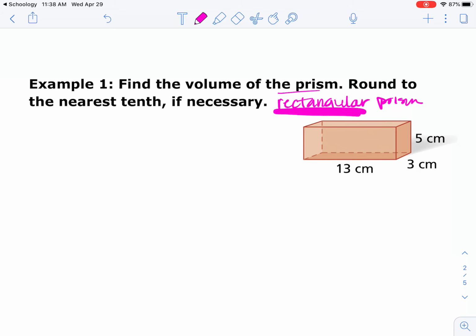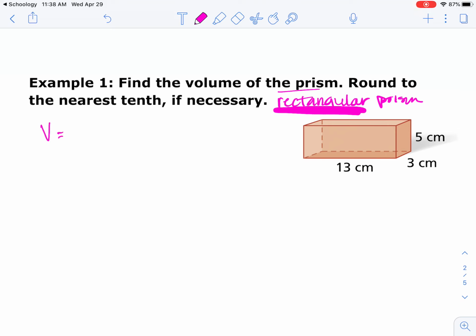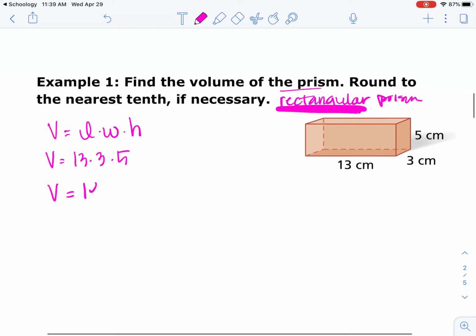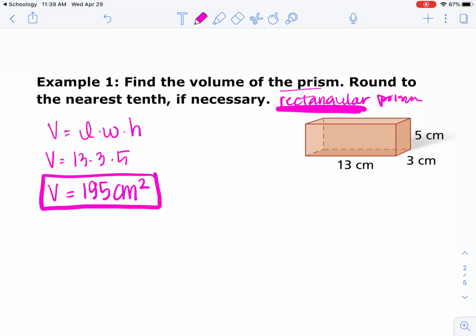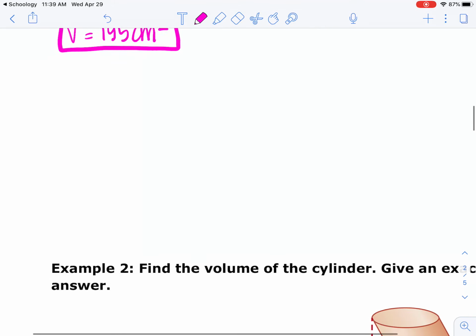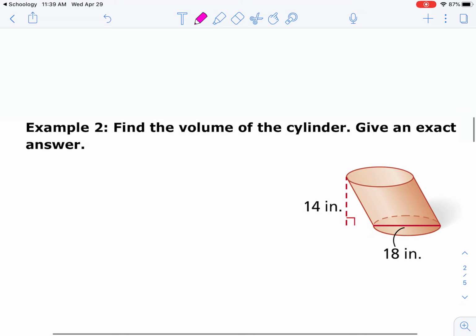The base is a rectangle. Since it's a rectangular prism, I'm going to use my easy peasy formula for a rectangular prism. Volume equals length times width times height. So 13 times 3 times 5. Put that in my calculator, and I get 195 centimeters squared. Okay, so some of these are super easy. Rectangular prisms, volume, super easy.